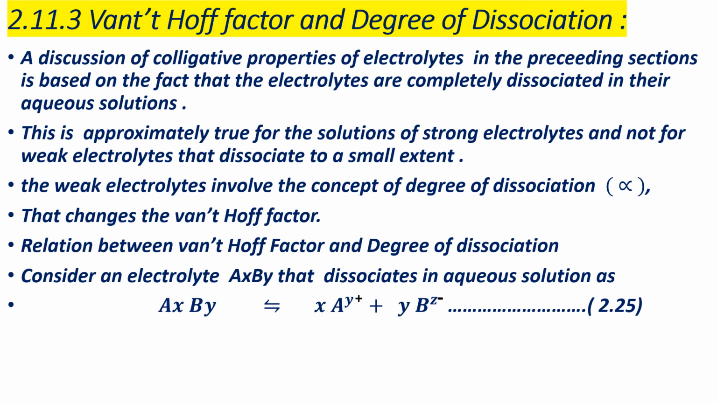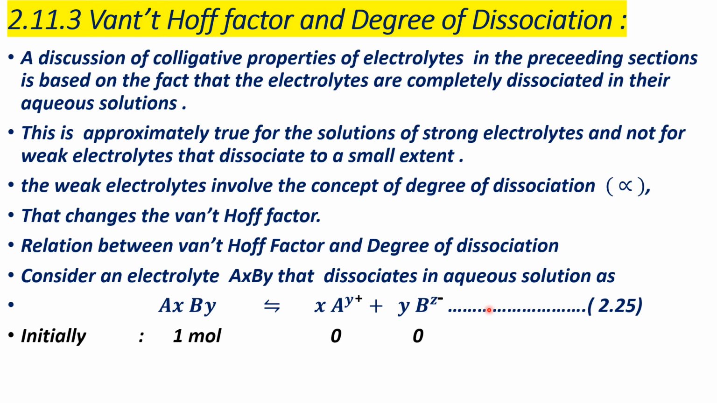extent. The weak electrolytes involve the concept of degree of dissociation, that is alpha, which changes the Van't Hoff factor. The relation between the Van't Hoff factor and degree of dissociation is simple. You have to simply consider an electrolyte, AxBy, that dissociates in aqueous solution. As the simple equation, write down AxBy gives xA^(y+) plus yB^(x-). That is equation number 25.